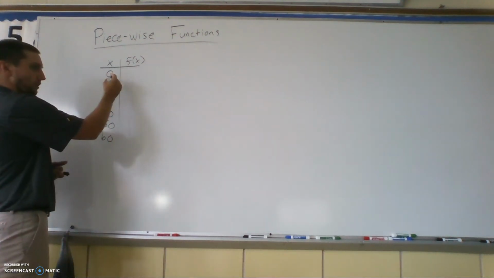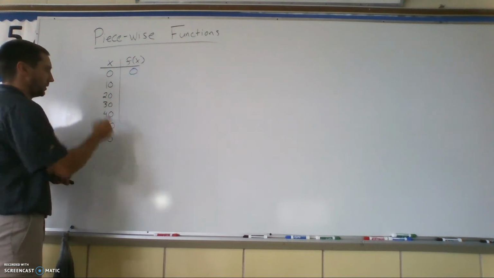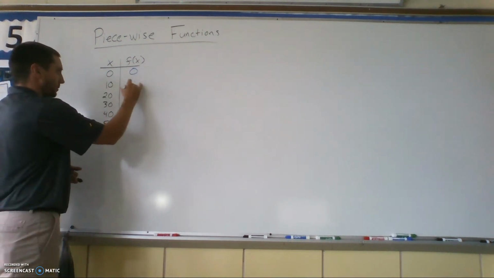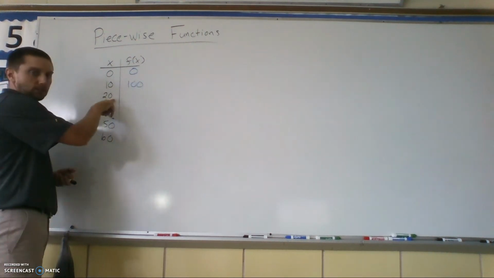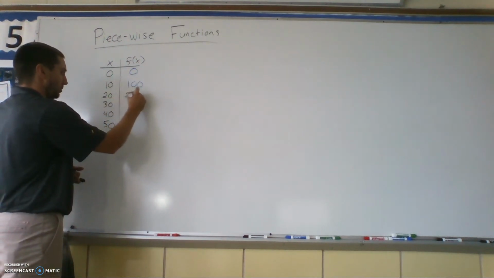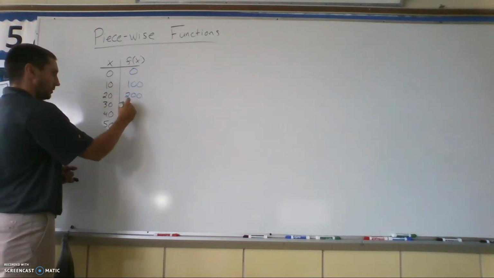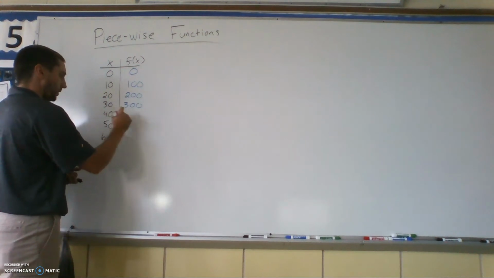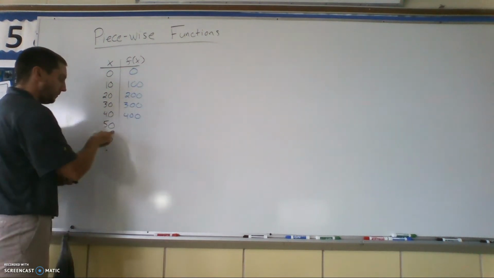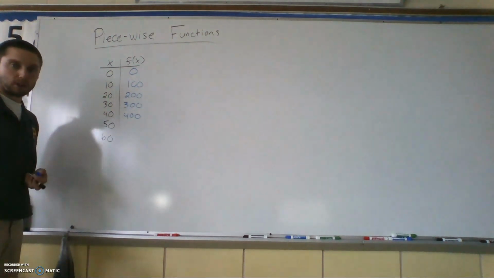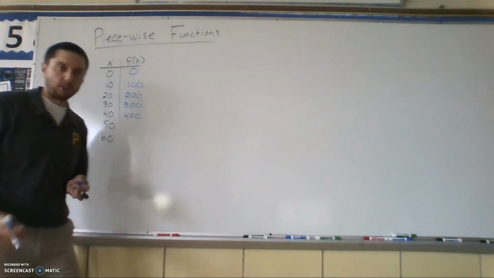Okay, so how'd you do? If I work 0 hours, I make $0. At 10 hours, I'm making $10 an hour, so that'd be $100. At 20 hours, I'm still making $10 an hour, so that'd be $200. 30, 300, 40, 400, 50. Oh, now it's a little bit more complicated, right?